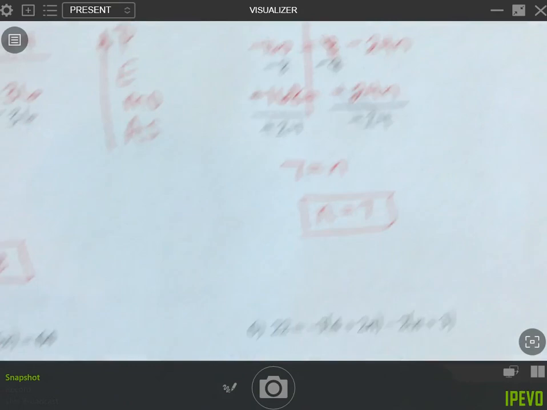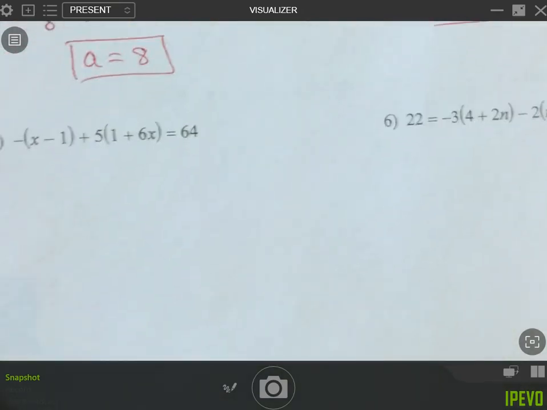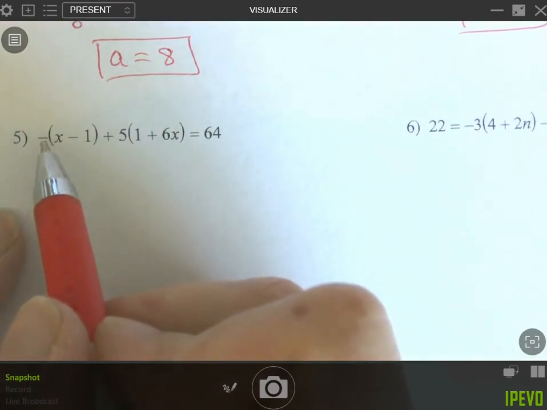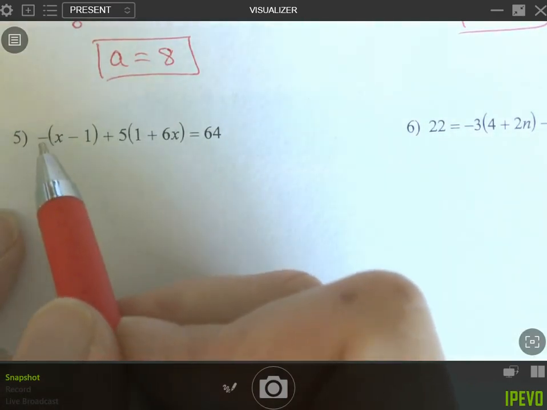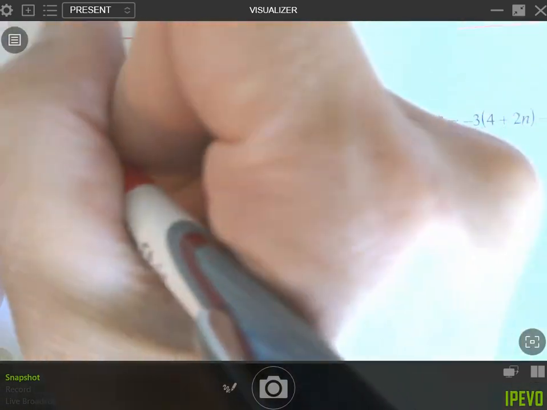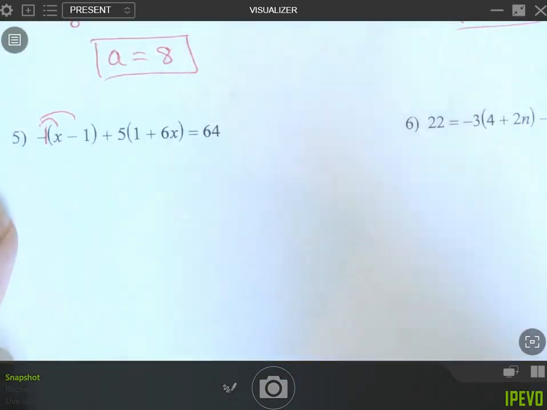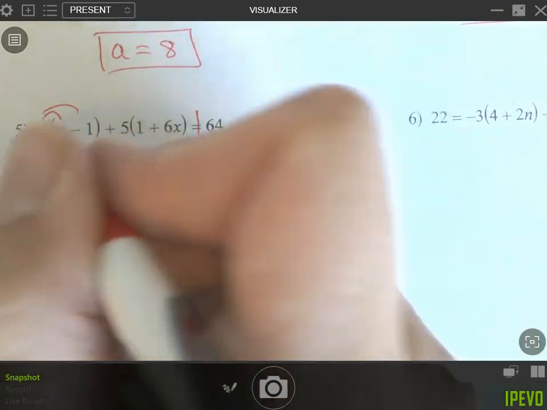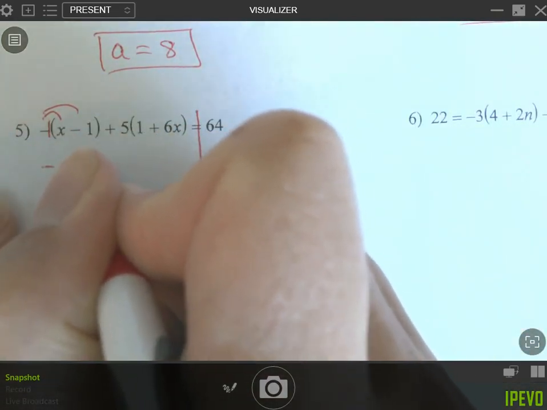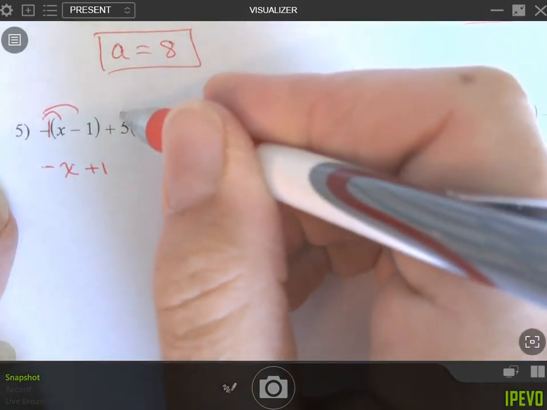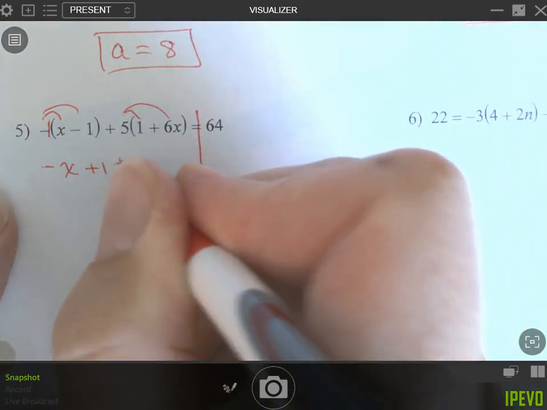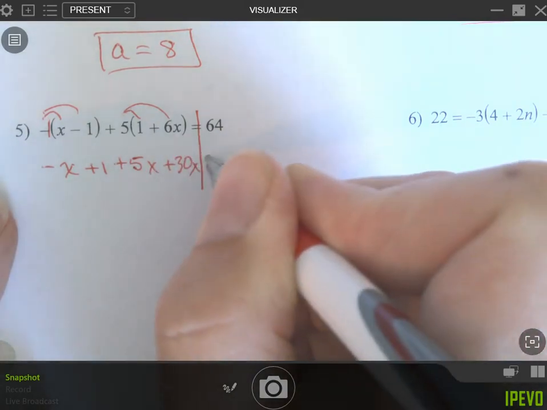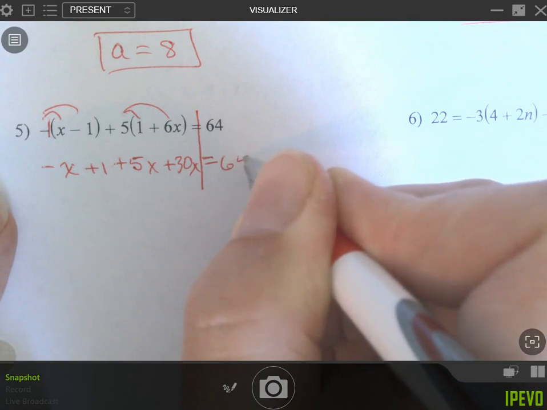All right, down here we have double distribution. I don't want to call it double. You have two things to distribute. So out here, you see that negative sign? What number is out there? 1. Okay, so we're distributing a negative 1, or some people just say I'm changing the signs. So there's nothing to do on the right-hand side. It's only the left. So this would be negative x plus 1. And then I'm going to distribute a positive 5. So positive 5x plus 30x equals 64.